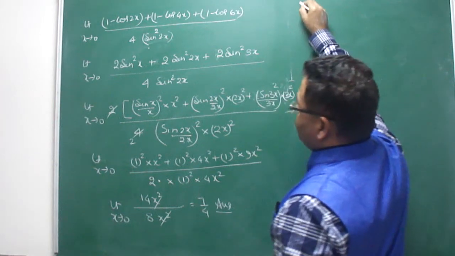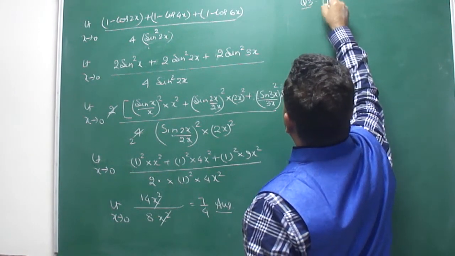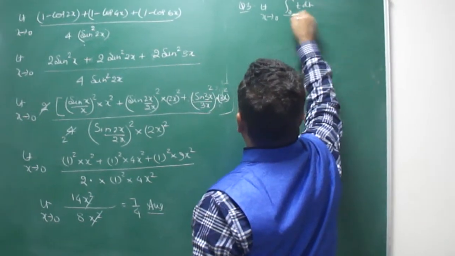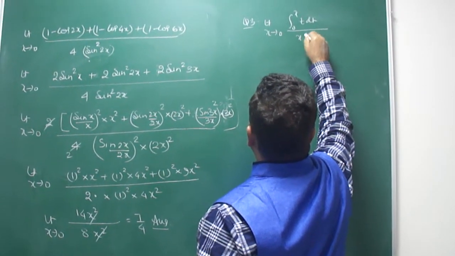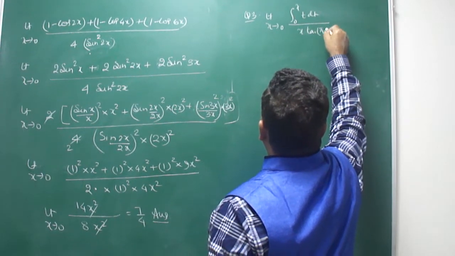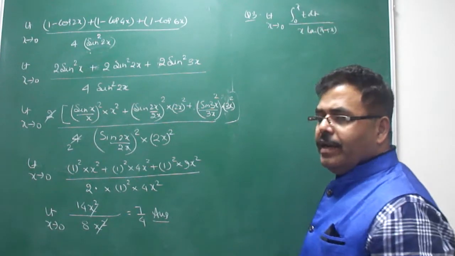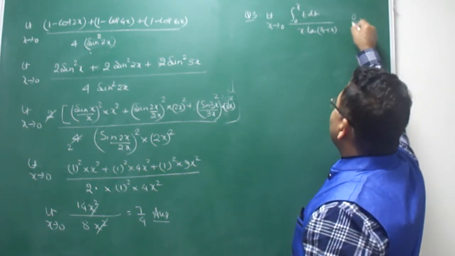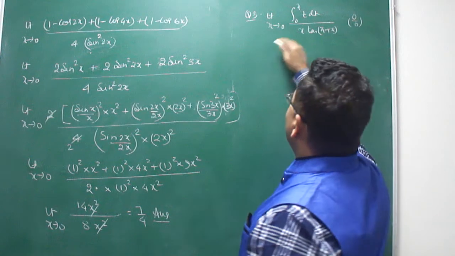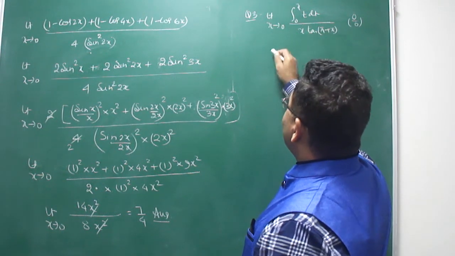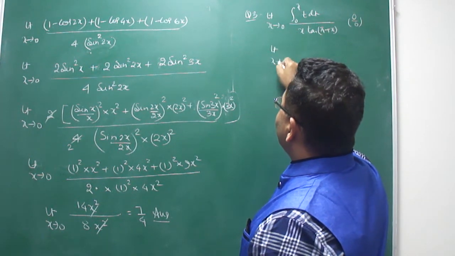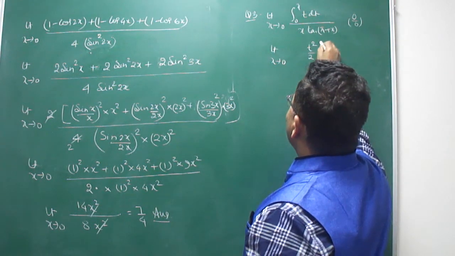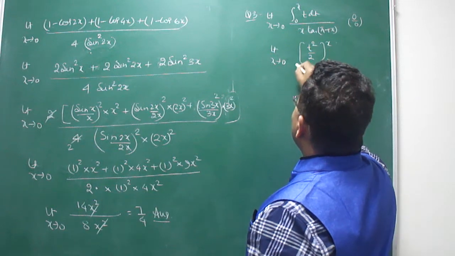There is a question, question number 3, limit x tends to 0, integral from 0 to x of t dt upon x tan(pi plus x). This question can be decided like it is 0 by 0, right? So what to do? You have to go for either L'Hospital rule or there is some other alternate idea. Integration of t dt is t square by 2. So I can write like this.